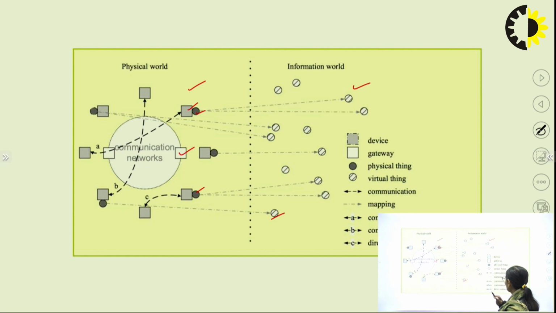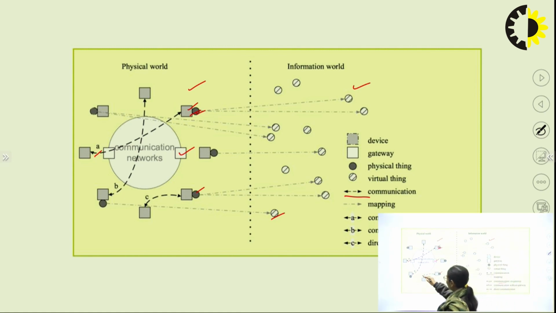And here we have various lines. We have a dotted line for communication, and the light colored lines are meant for mapping the physical device with the virtual devices or virtual things. We have three kinds of communication. This is communication via gateway, that is, here you could see this particular thing communicating with this, and the gateway is involved in this case. Another concept is communication without the gateway.